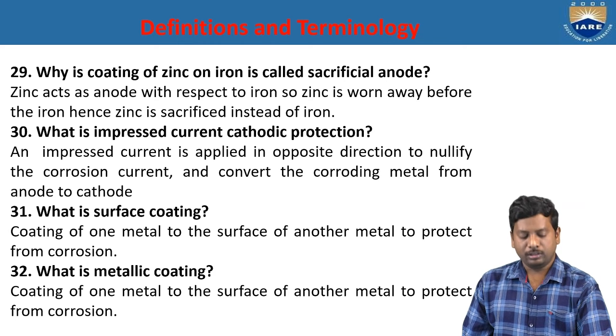What is surface coating? Coating of one metal onto the surface of another metal to protect it from corrosion. Generally corrosion is a physical adsorption phenomenon. You can control corrosion by cutting off the contact between the metallic surface and the surrounding environment. That is possible by surface coatings. And the next one, what is metallic coating? That means coating of one metal onto the surface of another metal to protect it from corrosion. If you protect the base metal iron, it should be coated with either zinc or magnesium. That is an example of a metallic coating.